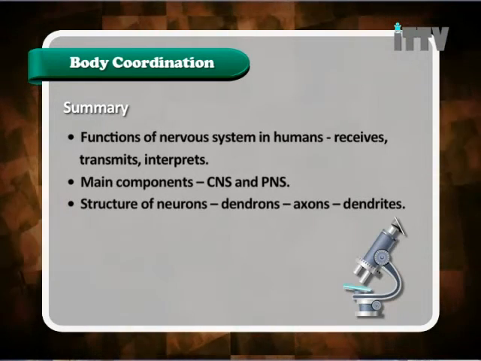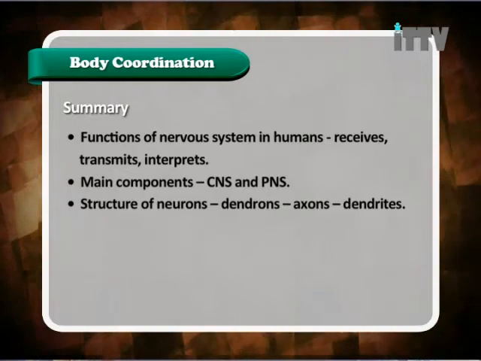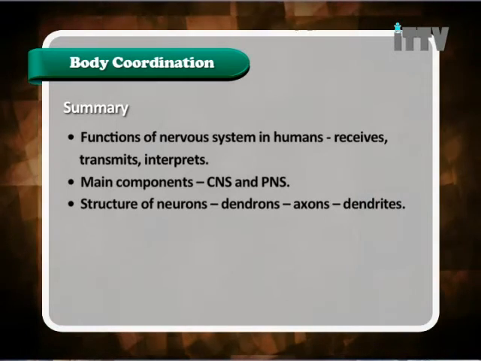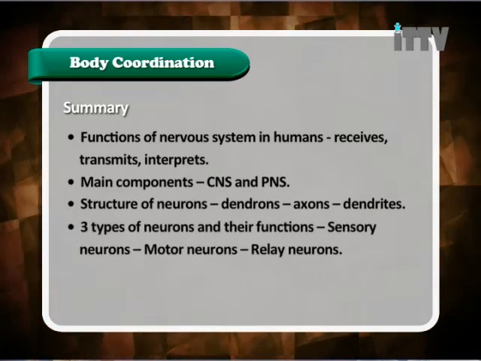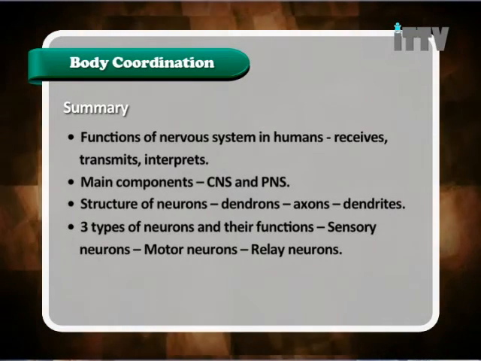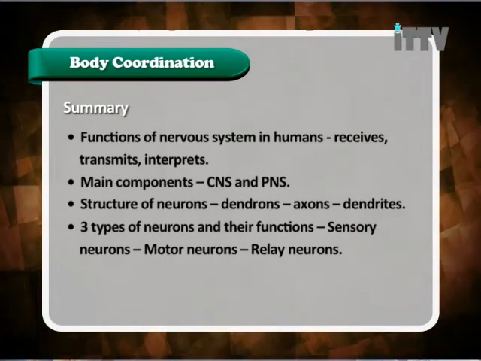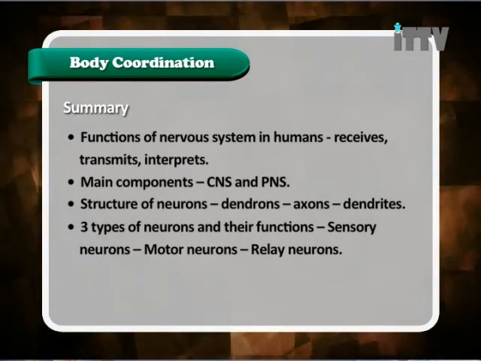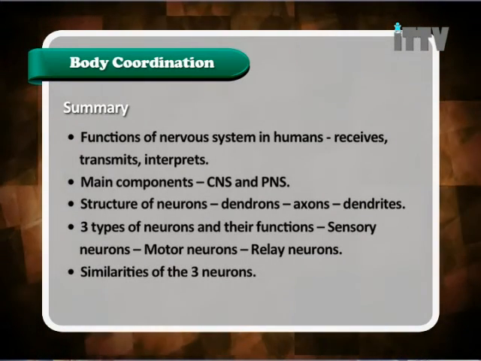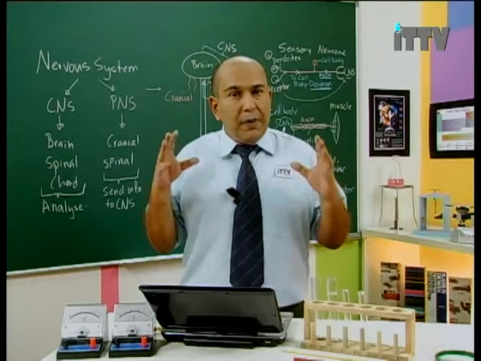Remember the structure of neurons: dendrons towards the cell body, axons away from the cell body, dendrites, small branches at the start or at the end. Remember the 3 types of neurons and their functions: sensory neurons, receptor to CNS, motor neurons, CNS to effector, relay neurons, connect sensory neurons to motor neurons. The similarities of the 3 neurons: they all transmit impulses. So remember all of these.